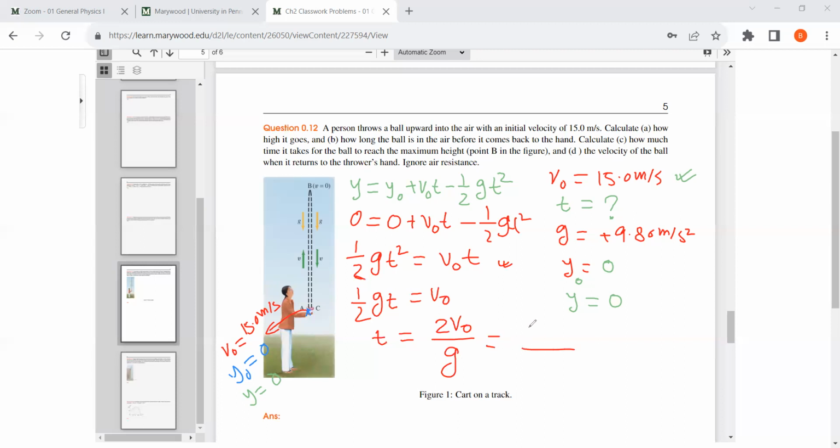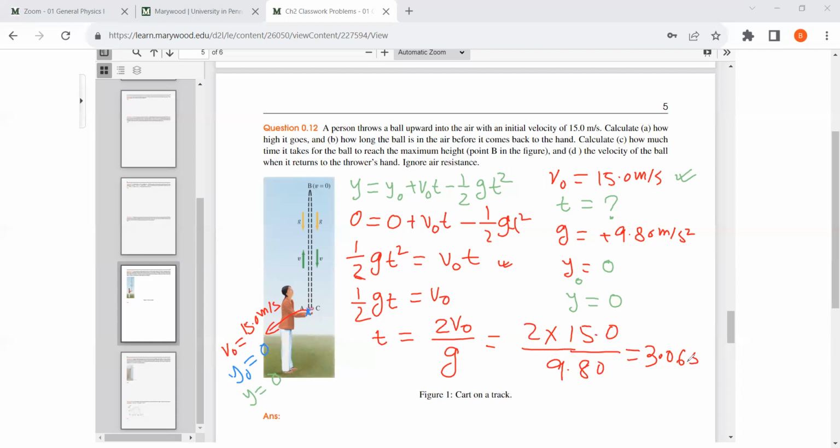Now 2 times 15, and then gravitational acceleration is 9.80. So if you do this math in your calculator, you should get 3.06 seconds. So the time the object, the ball, will be in air is 3.06 seconds.